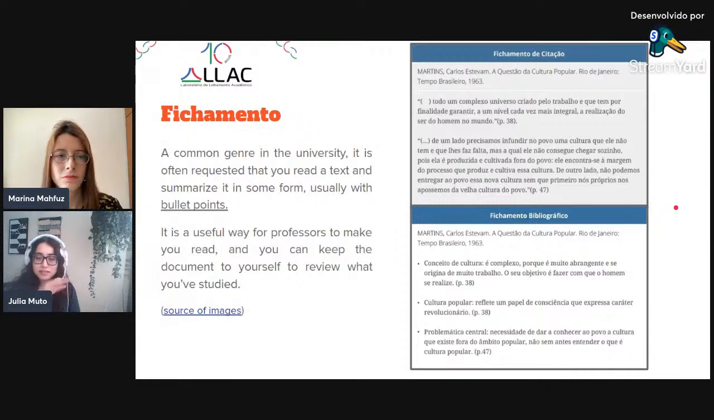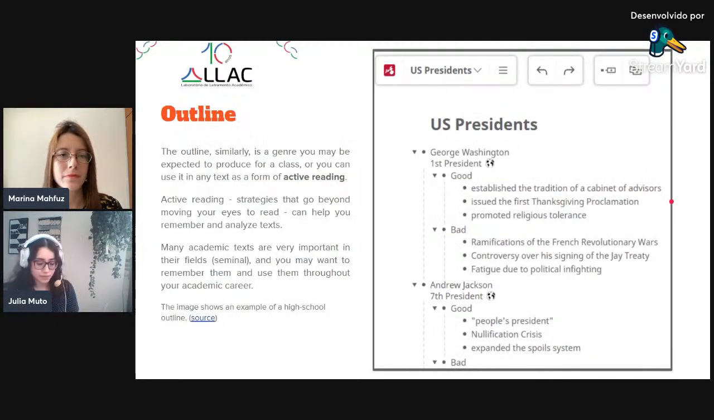Let's move on because even though we are starting from fichamento because it may be more familiar to you, the outline is a more specific thing, right? So, yeah. Let's talk about the outline, which is another genre that is similar to fichamento, but you will see there are some differences. So let's focus on the outline.